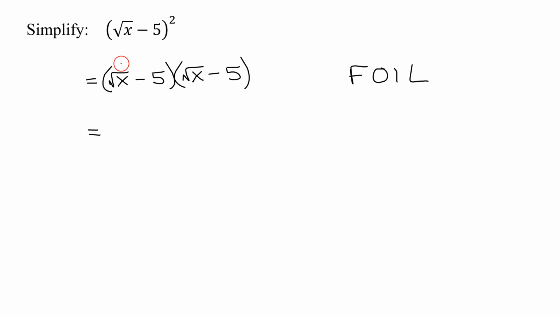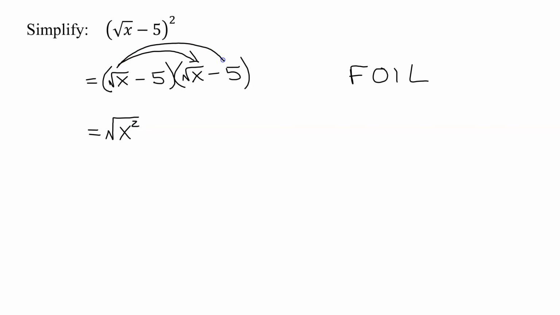So F stands for first terms. I'm going to multiply the square root of x times the square root of x. Since both the x's are underneath the radical, you take the square root of x times x, which is x squared.